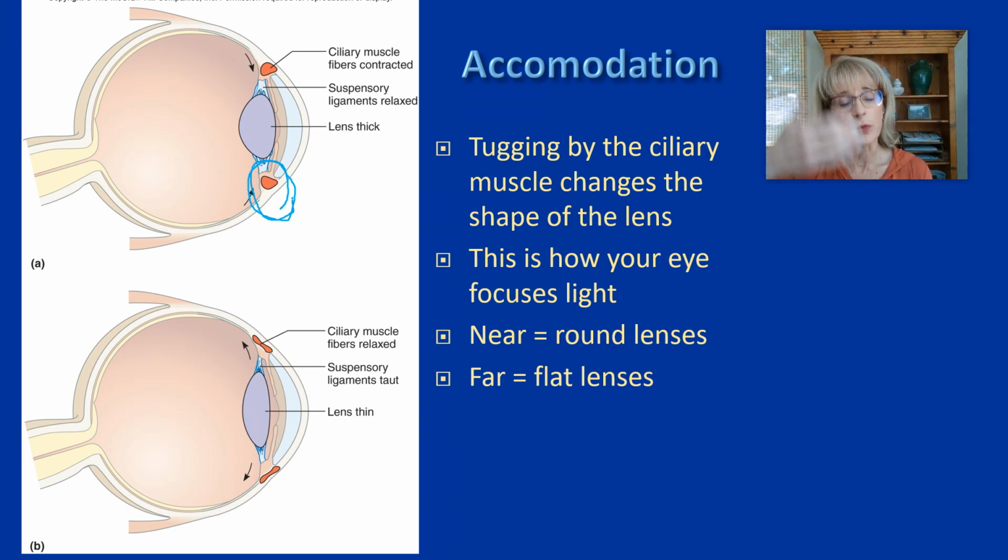And that is why when you first start doing lots of reading of books, your eyes get tired, because the ciliary muscles have to contract to allow your eyes to focus on something nearby. When the ciliary muscles relax, they tug on the lens, and that tugging flattens out the lens. And we see that in part B down here. That flattening out of the lens lets you see far away.